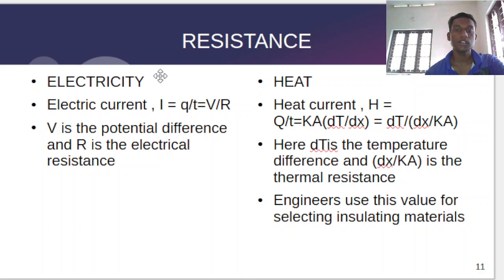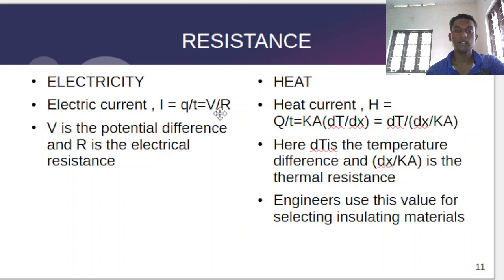One more term we can associate with conductivity is that of resistance. So what is resistance? Conductivity involves offering a free path, but resistance is just the opposite, which means offering a difficult path for the flow. In electricity, we have seen in our lower classes that electric current is the flow of charges through a cross-sectional area in a time t. So we can write electric current as I equals Q by t, and by Ohm's law we can write it as V by R, where V is the potential difference and R is the electrical resistance.